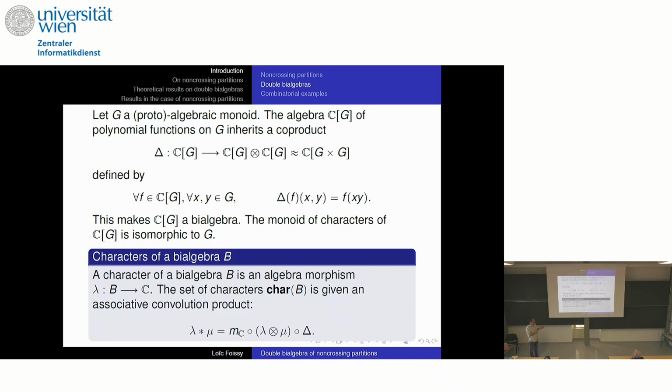And if you have a bialgebra, you have a monoid by considering the characters. If you have an algebra, you can consider all algebra morphisms from B to C. This is just a set. But if you have a coproduct, this set is given a convolution product by this formula, and this becomes a monoid. So if you have an algebraic monoid, you have a bialgebra, and if you have a bialgebra, you have a monoid. And if everything works, the monoid of the bialgebra should give you the monoid with which you started.